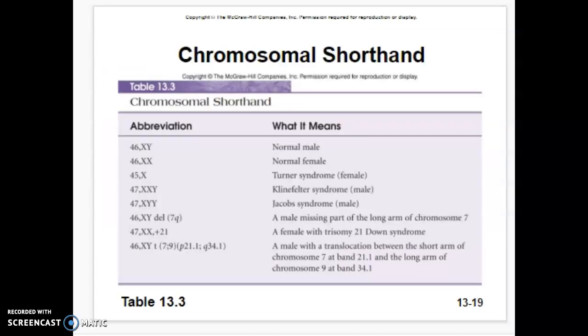All right. There are some chromosomal shorthands you might see if you do more research on chromosomes. Basically, the first number is how many chromosomes you have. The next is your sex chromosomes, X and Y. And then if there are any issues, they'll be listed after that. So if you're 46, the normal complement of chromosomes, XY, you're male. 46, XX, normal female. And then there's Turner syndrome, where you can be missing a chromosome and still survive.